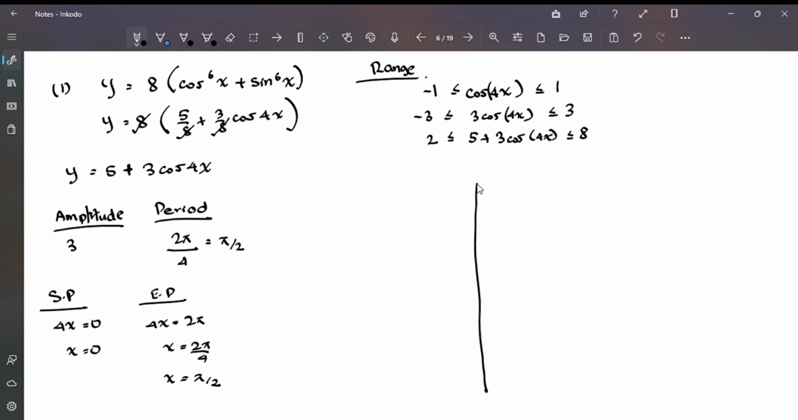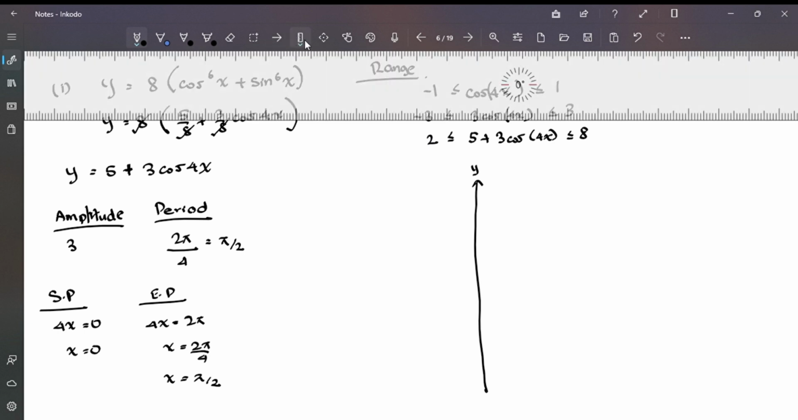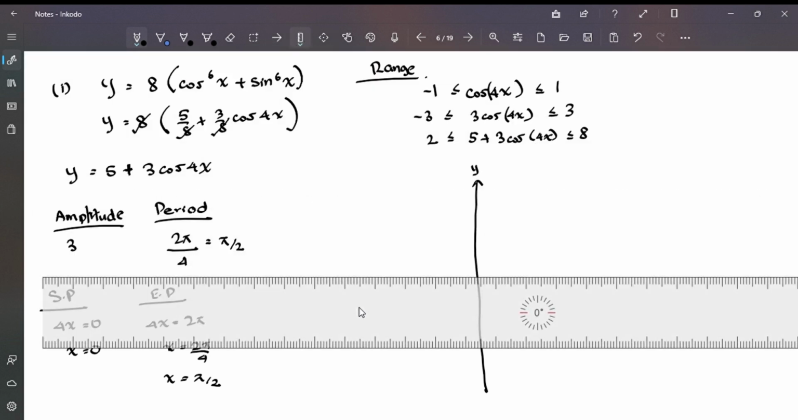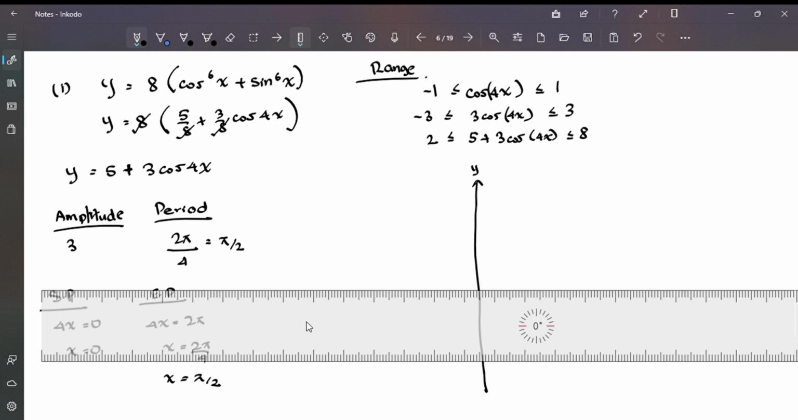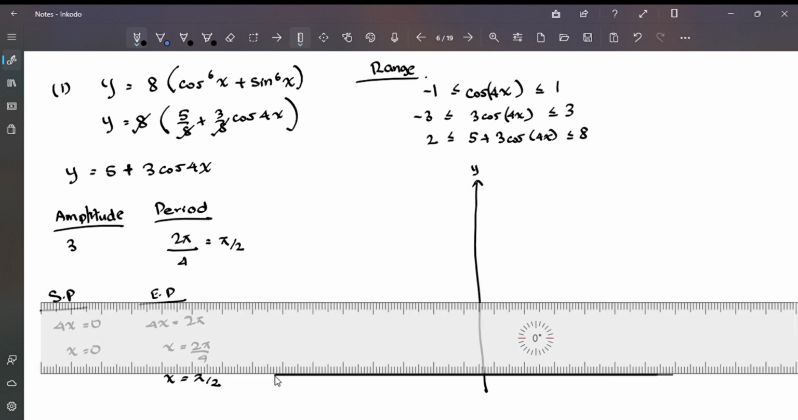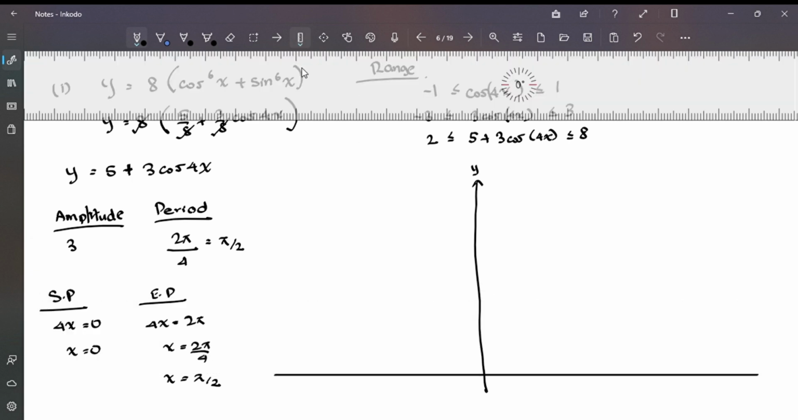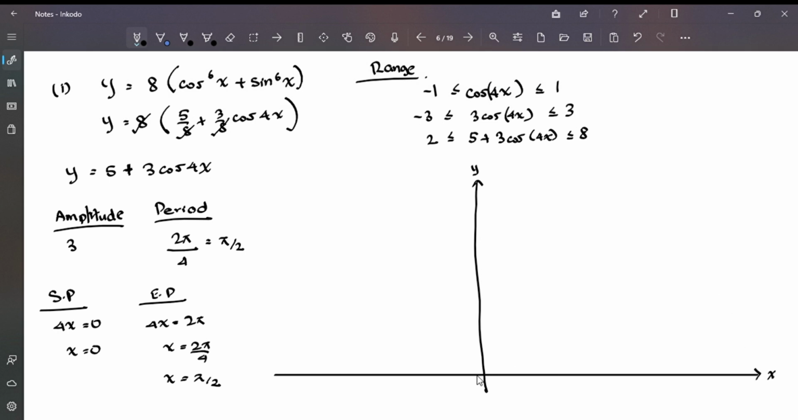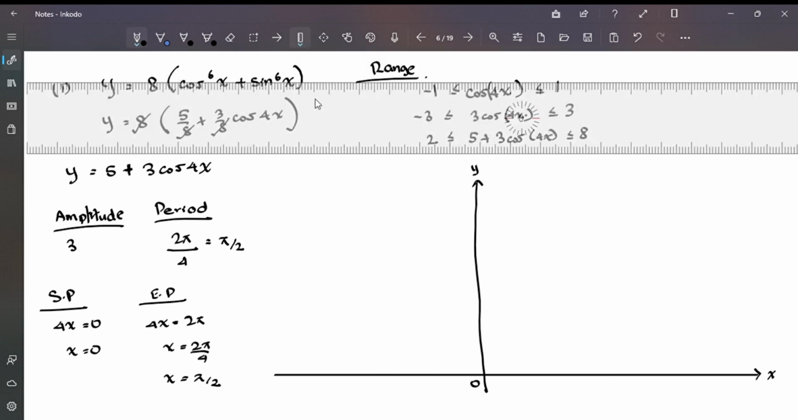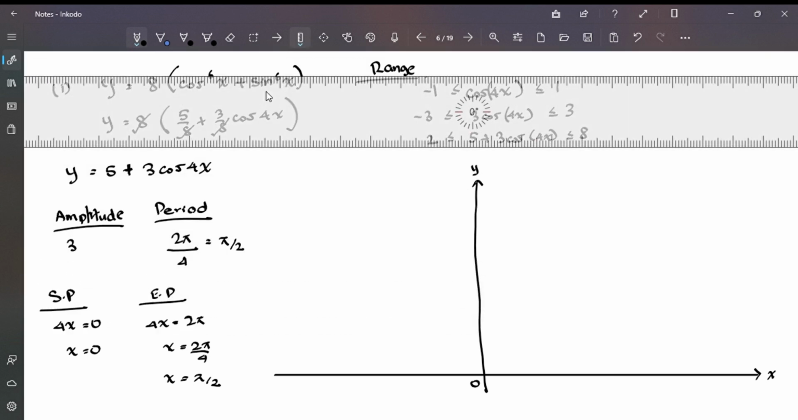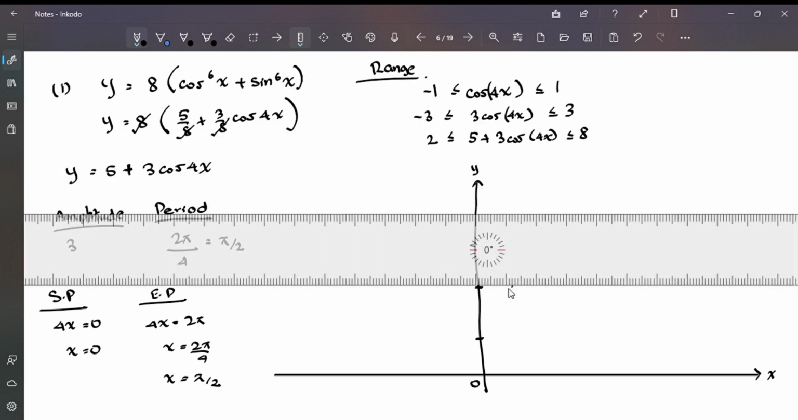So I'm going to sketch the graph. This is the vertical axis y. Since it is going to be 2 and 8, I am not going to have a negative side because we actually don't need a negative side. So I'll draw it as low as possible like this. Okay. This is x, this is 0. I want the ruler once again. Somewhere here it's going to be 2. Somewhere here it's going to be 8. Somewhere here it's going to be the middle of it, 5.